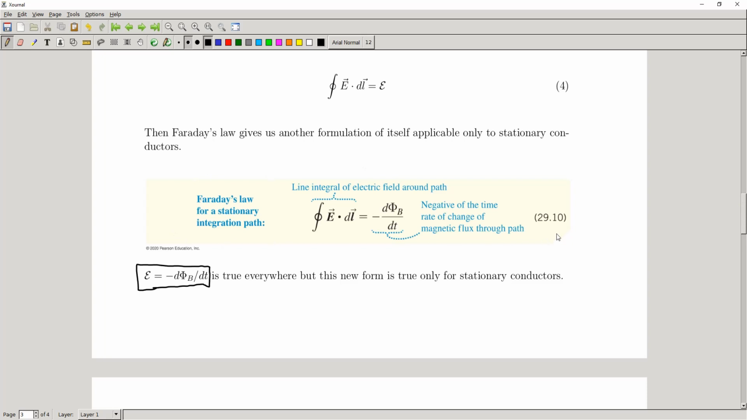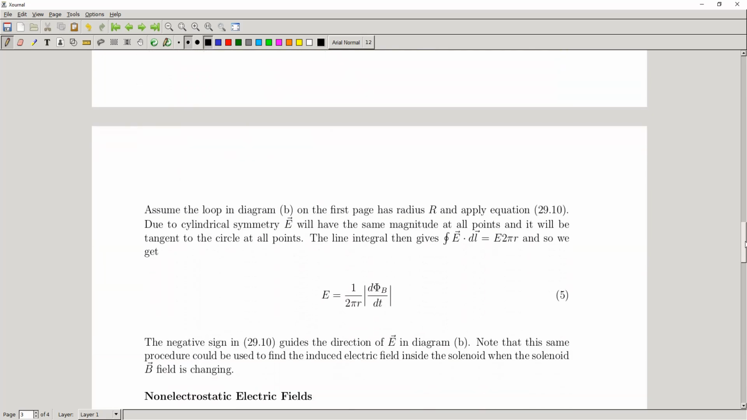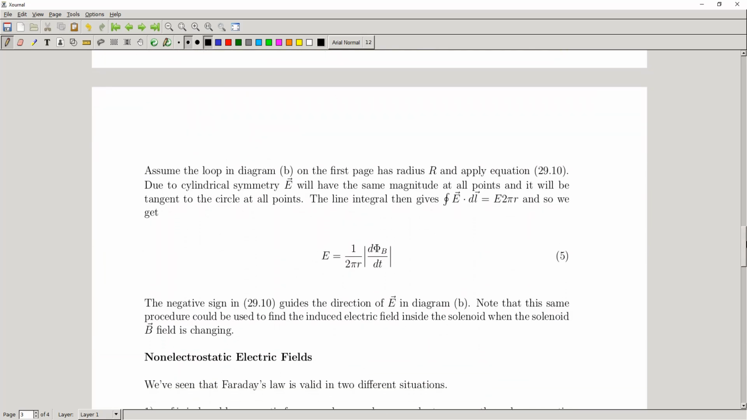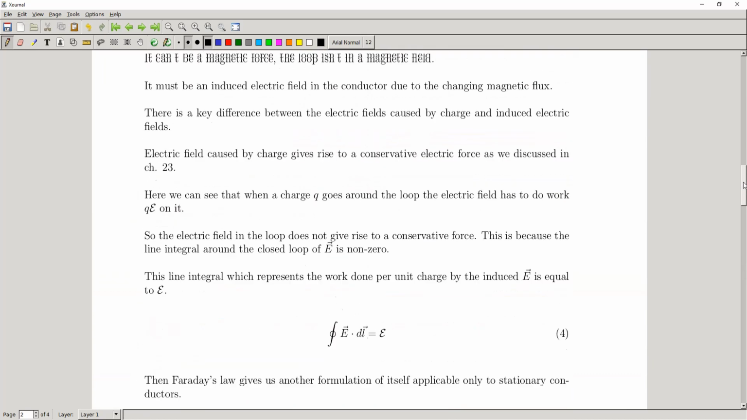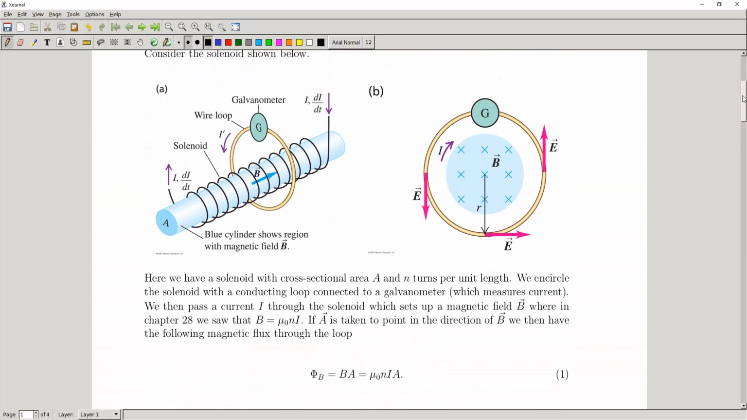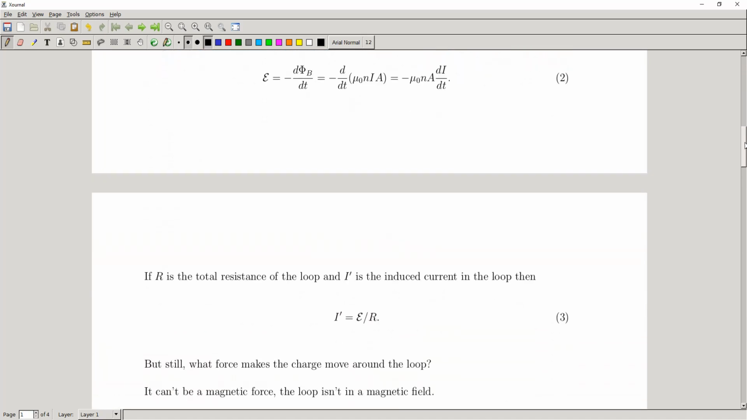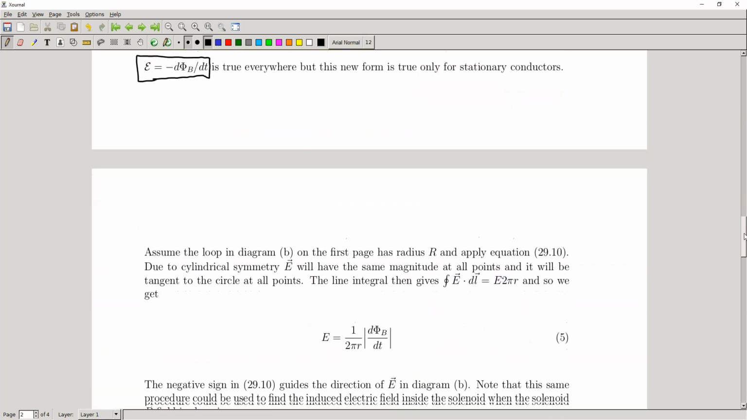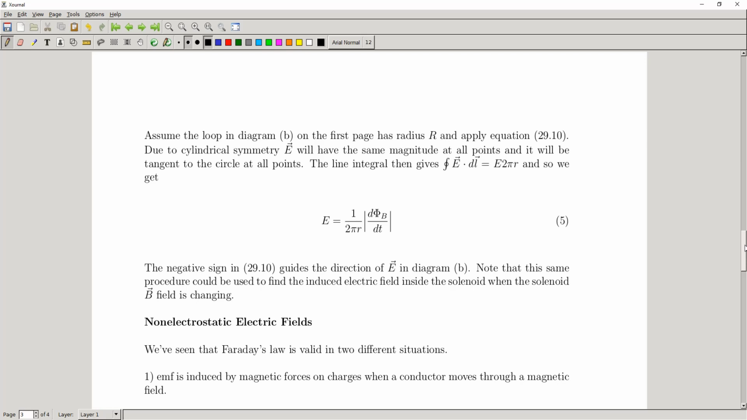So we're going to apply this equation, and due to the cylindrical symmetry, we're going to see that E, our induced electric field, is going to have the same magnitude everywhere, right? We can see that it's going to have the same magnitude everywhere because of the cylindrical symmetry. Every point of this conducting loop is the same distance from the center of our magnetic field. There's every reason to believe that we should have the same magnitude of electric field everywhere around the loop, right?